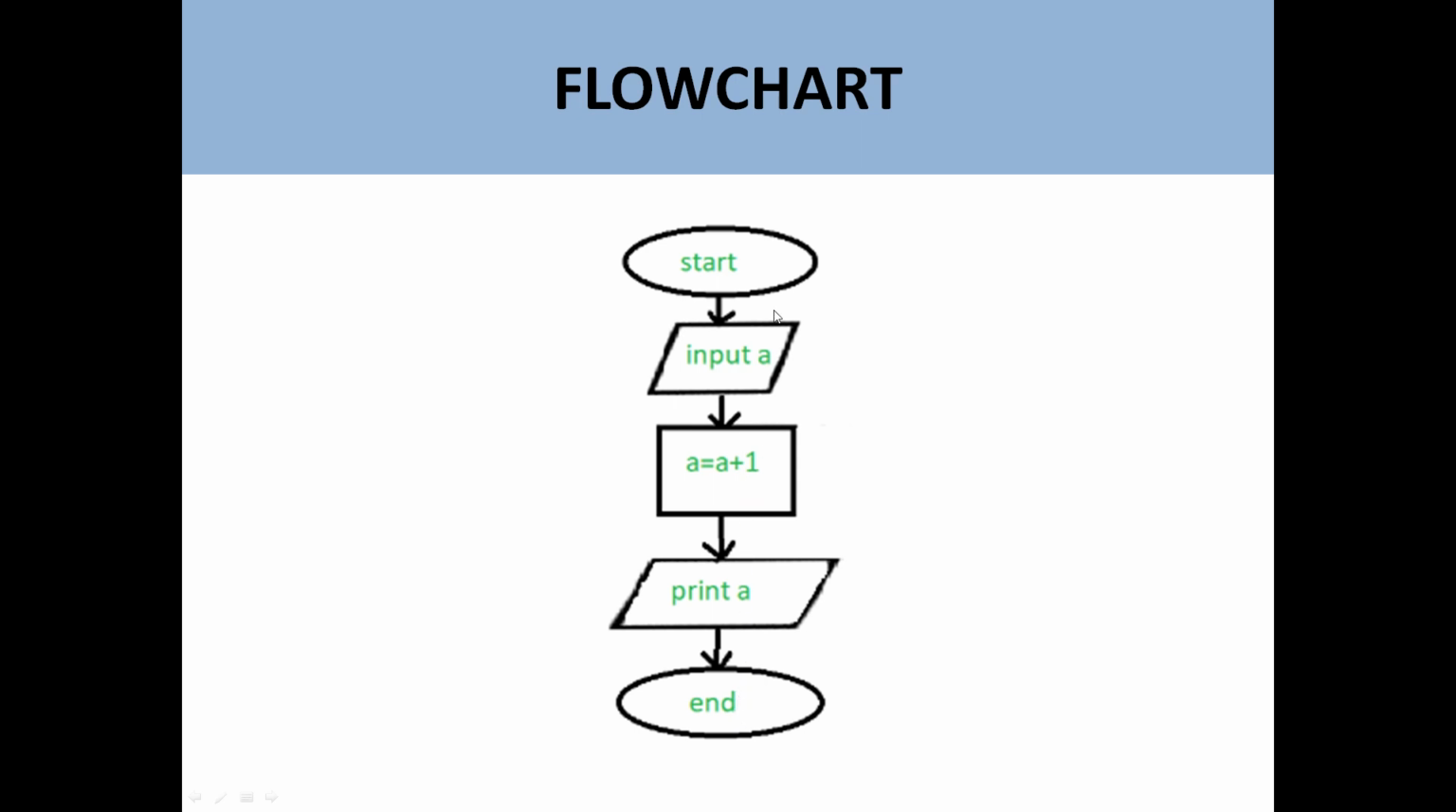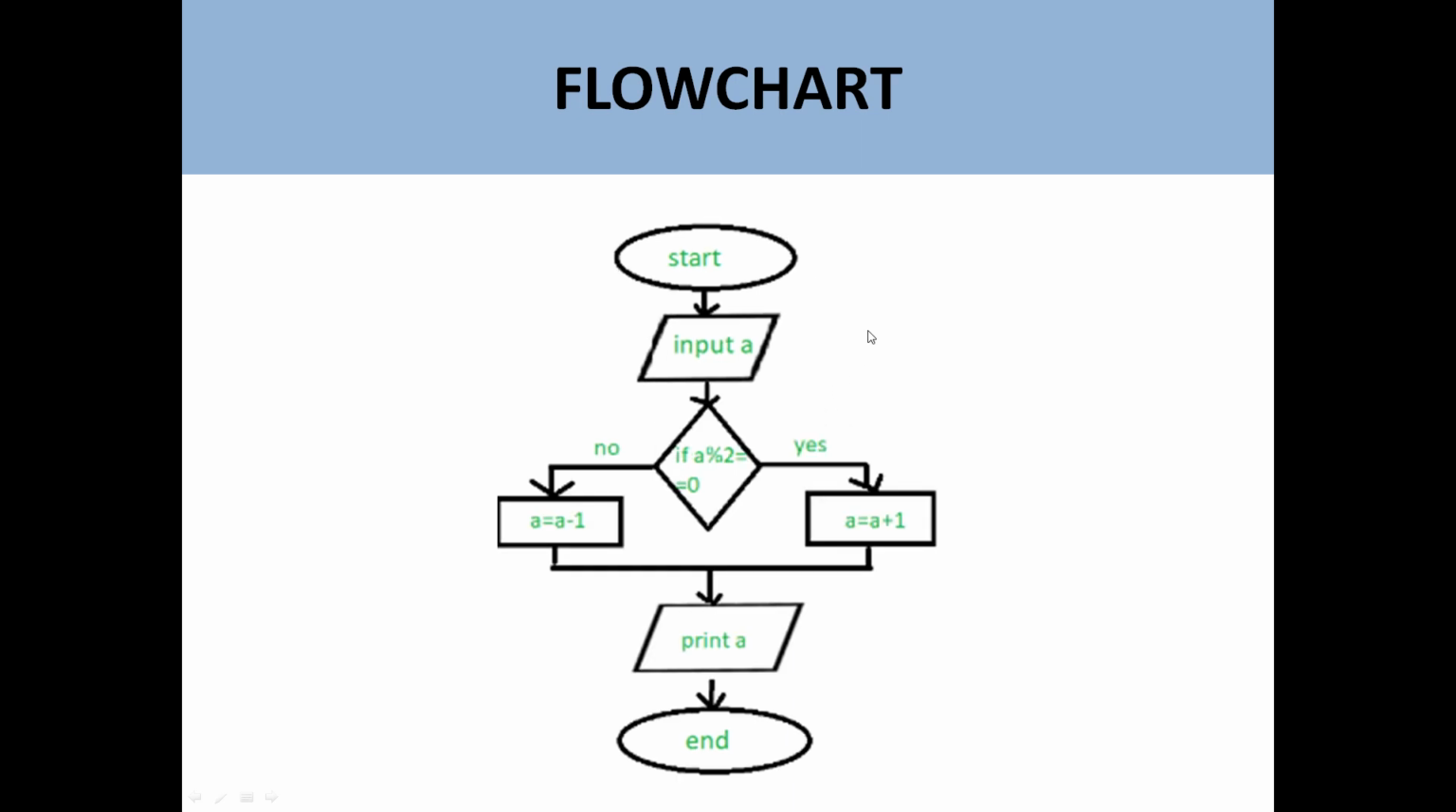So here you can notice that this is the symbol of start. This is the symbol of input, this is the symbol of processing, this is the symbol of printing, and this is the symbol of ending. So it's a very simple process of a computer program: it will start, take input a, add 1 to whatever you have entered, then it will print, and then it ends.